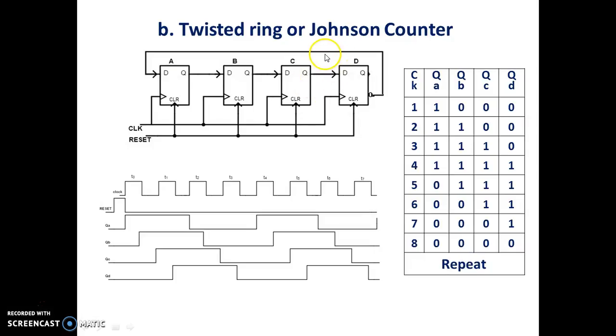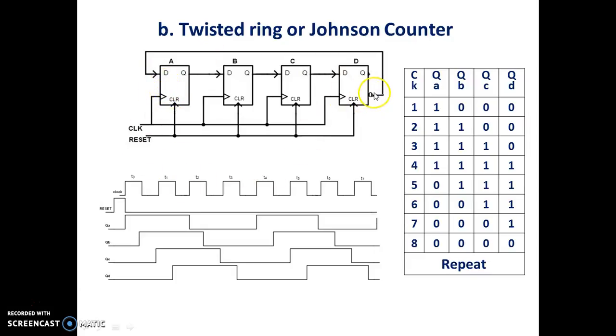Next is the twisted ring counter. It is similar to the previous circuit except that D is given the output from Q bar instead of Q. So here 0 would be given back. In this circuit there is no need of resetting. When you reset, all are zeros, and then as Q becomes 0, Q bar becomes 1. This 1 is fed to the D of the input, and then the clocks are provided.